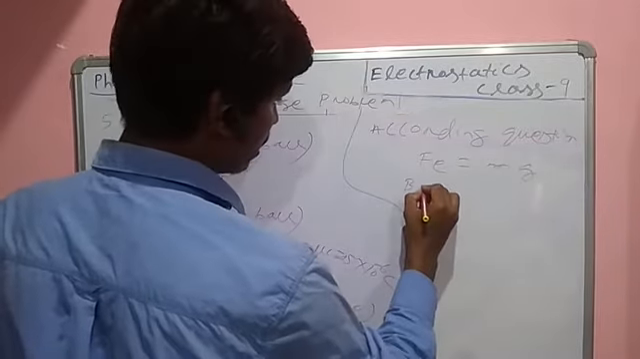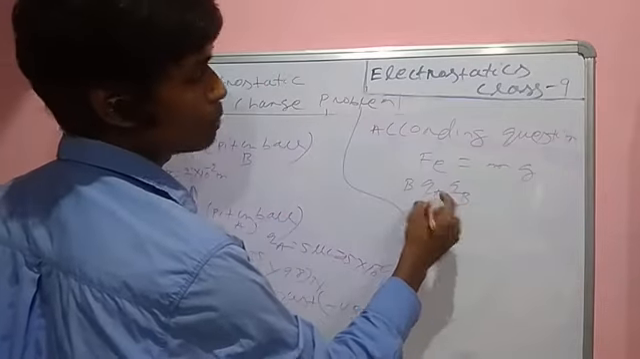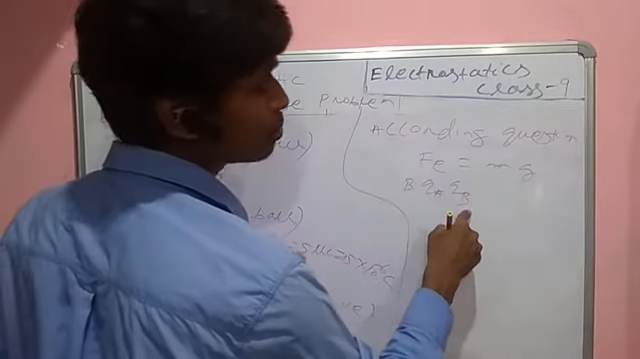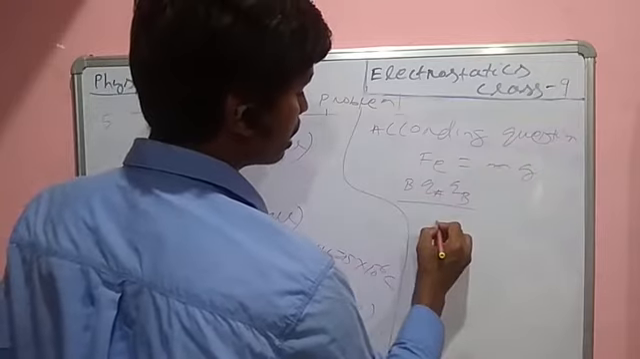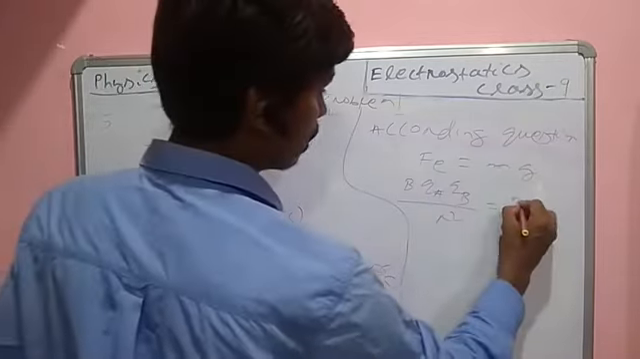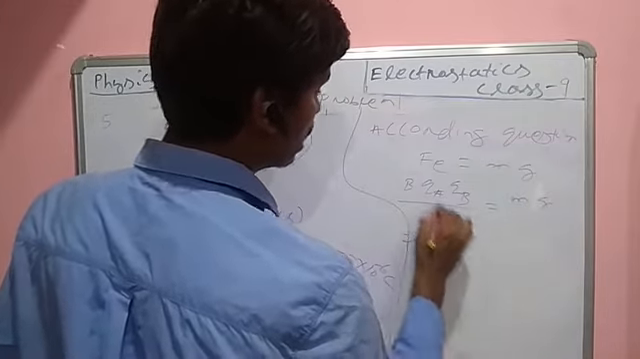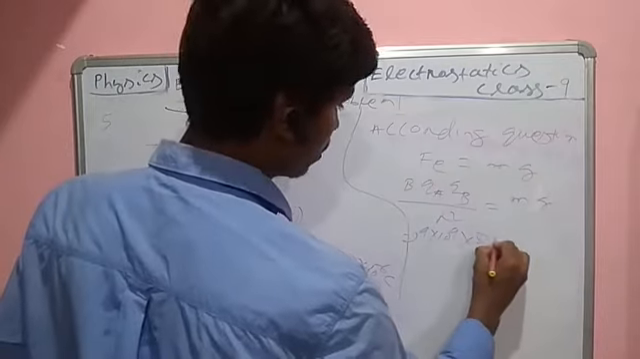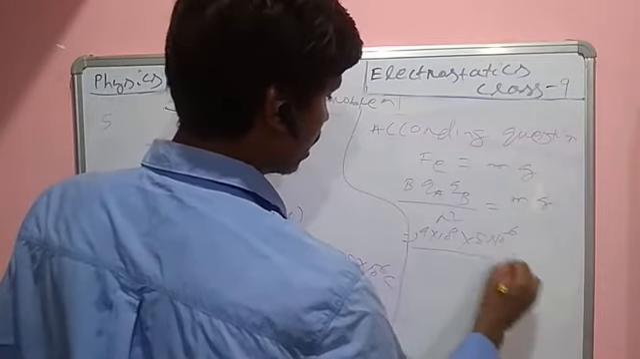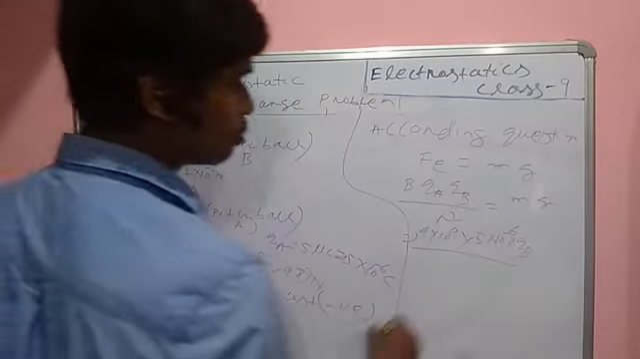Beta QA QB. QA means charge of pitch ball A, QB means charge of pitch ball B. So beta QA QB by R square is equal to mg. Here beta is equal to 9 into 10 to the 9, QA is given as 5 into 10 to the minus 6 into QB. You have to find out R square.